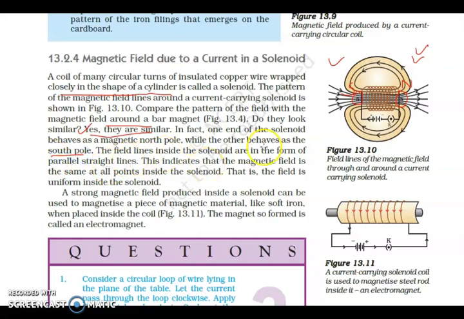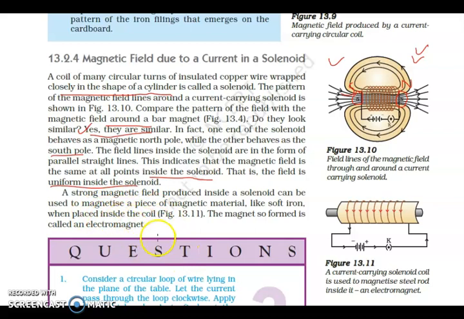The field lines inside the solenoid are in the form of parallel lines, as in case of a bar magnet. This indicates that magnetic field is same at all the points inside the solenoid. So since the magnetic field lines are straight inside the solenoid, it means that magnetic field is same inside the solenoid. That is why the uniform field is there inside the solenoid.